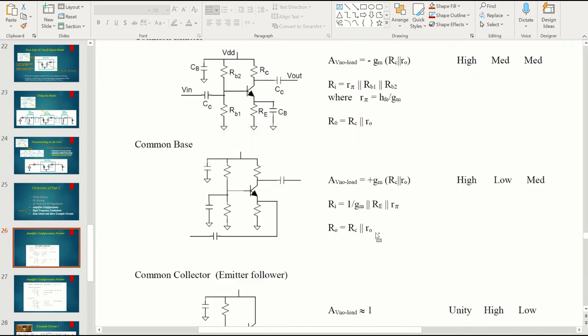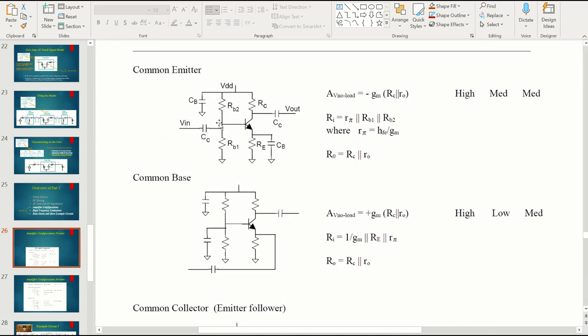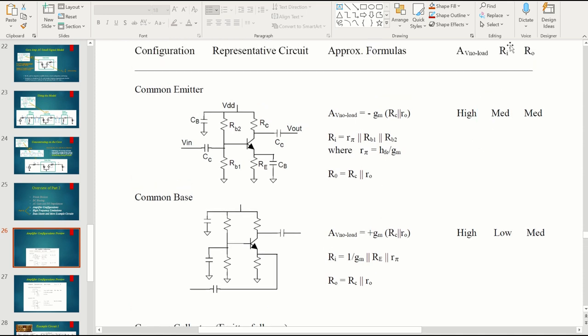Now, there are other amplifiers here, such as the common emitter one. They differ in that the formula for the gain is a little different. The formula for the input resistance is significantly different. And the formula for the output resistance is about the same. Notice, however, that the RN value of this amplifier is what I'll call medium as opposed to low.